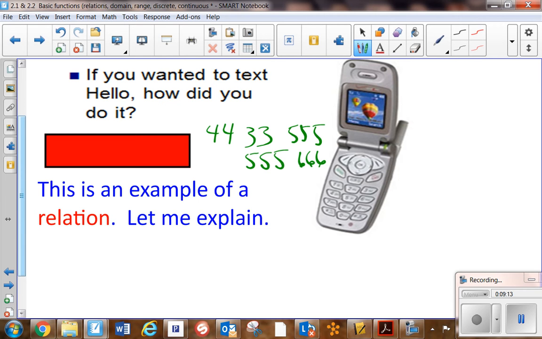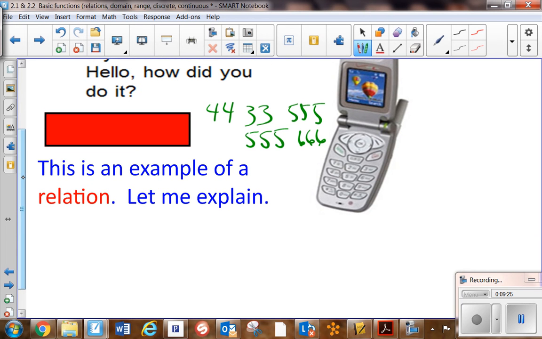But then once they put the keyboard in, it was revolutionary. It was like, type all day. So, texting has come a long way. Now, this is an example of a relation. Because what happened is, the 1 is not connected to anything. The 2 is connected to A, B, and C, right? The 3 is connected to D, E, and F.